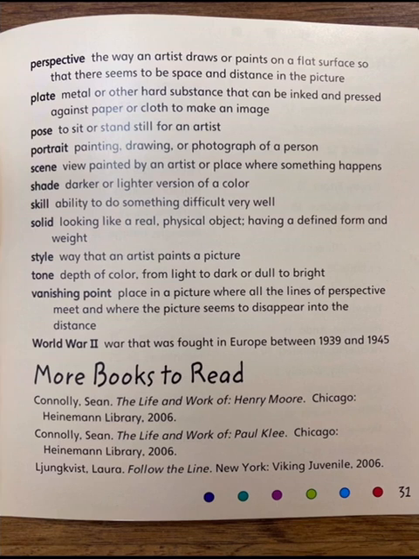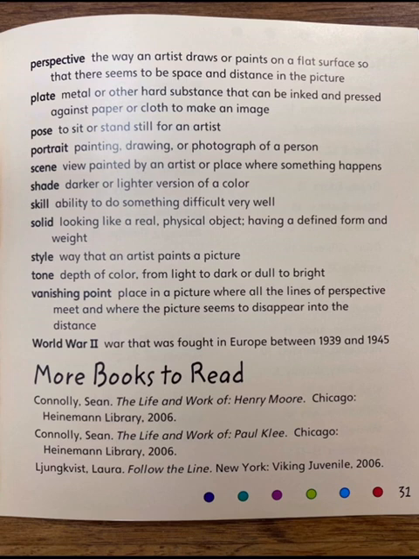Perspective, the way an artist draws or paints on a flat surface so there seems to be space and distance in the picture. Plate, metal or other hard substance that can be inked and pressed against paper or cloth to make an image. Pose, to sit or stand still for an artist. Portrait, painting, drawing, or photograph of a person. And I want to add, or one or more people and or animals. Scene, view painted by an artist or place where something happens. Shade, darker or lighter version of a color. Skill, ability to do something difficult very well.